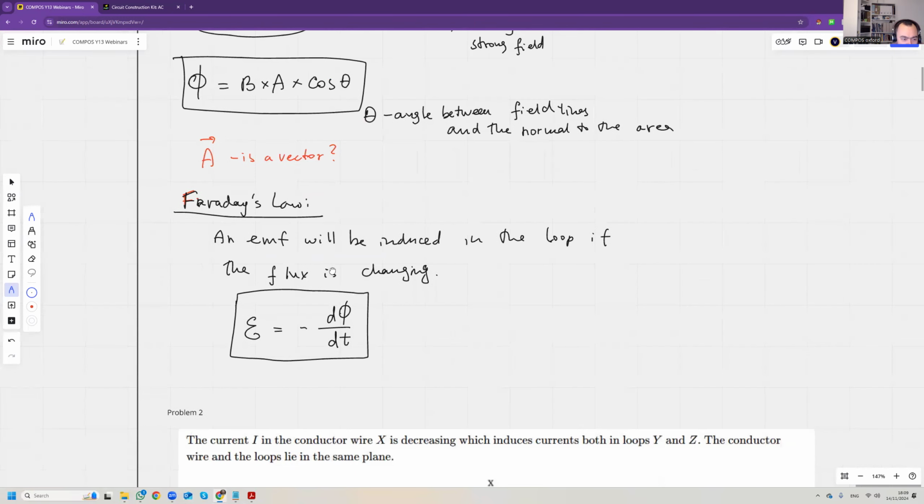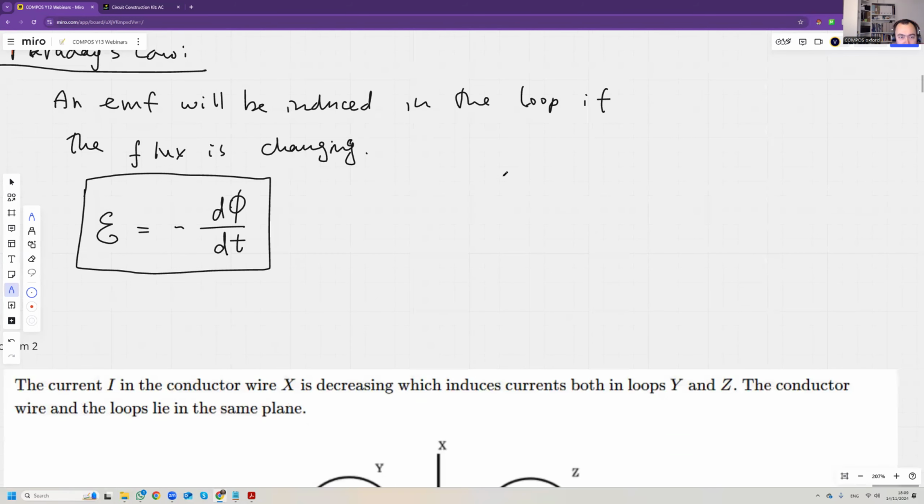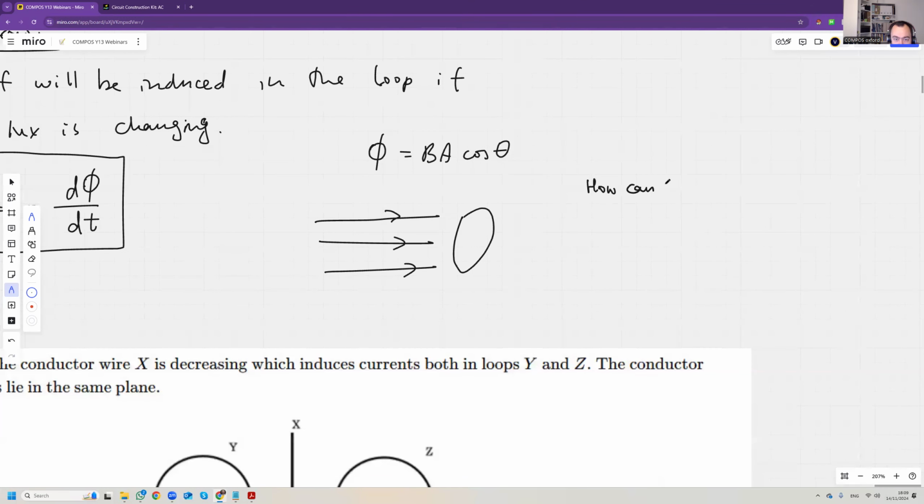So how can you change the flux? I remind you, the flux is BA cos theta. So if you have a loop of wire in a magnetic field, how can you induce an EMF in the coil? Give me some options.